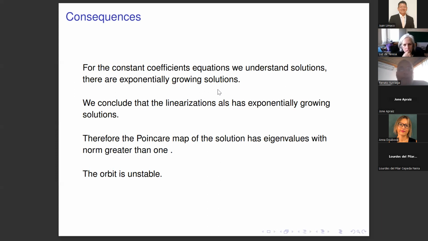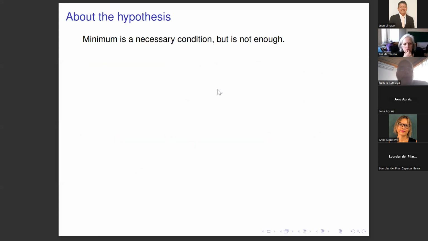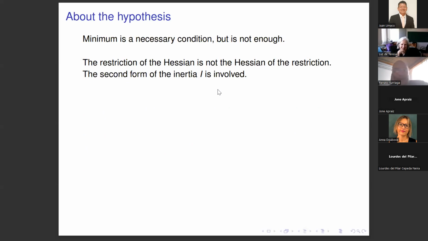Okay, so let me return to the hypothesis. Being a minimum is a necessary condition, but it's not enough. This was kind of a problem for us to understand: the restriction of the Hessian is not the Hessian of the restriction. You should learn this in Calculus 3 and never forget it.